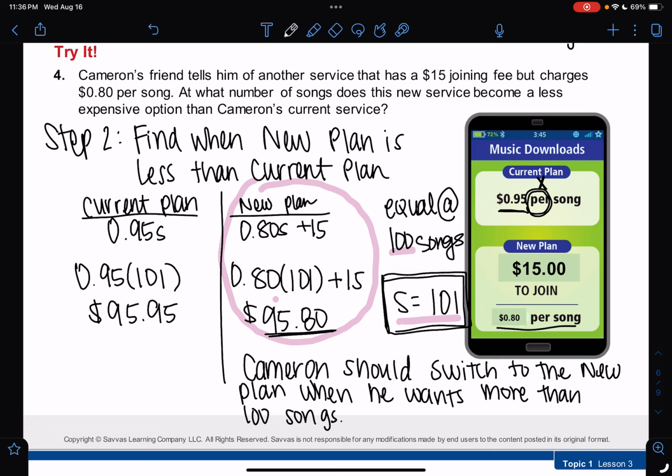So here it is. If you needed to write this down, I would go ahead and pause this. Make sure you guys got this. And I'm going to move on.